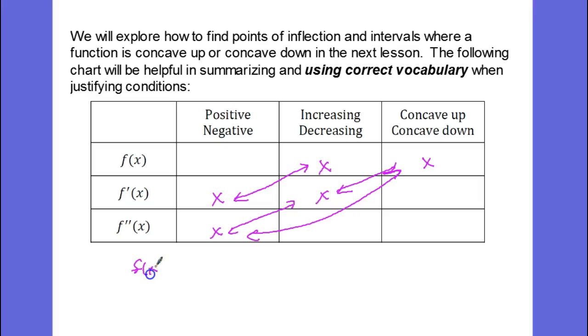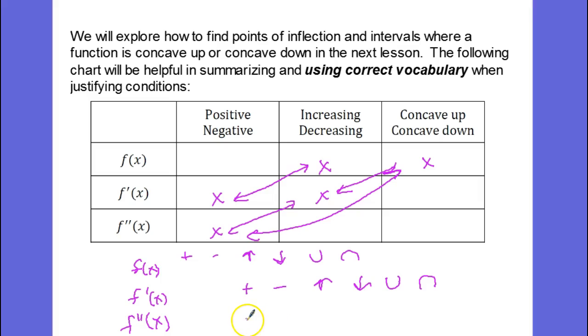So f of x, f prime of x, and f double prime of x. And so we have plus, minus, up, down, concave up, concave down, plus, minus, up, down, concave up, concave down. And so here we've got the same relationships.